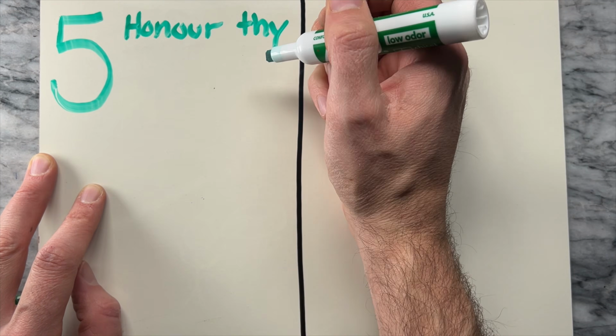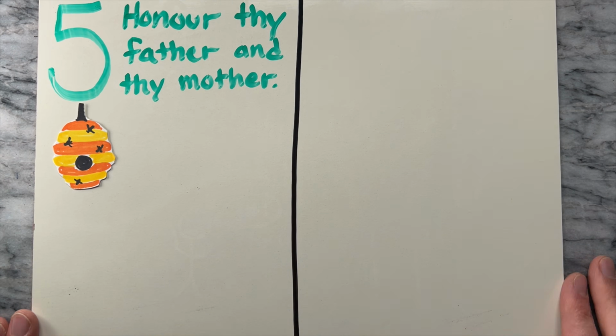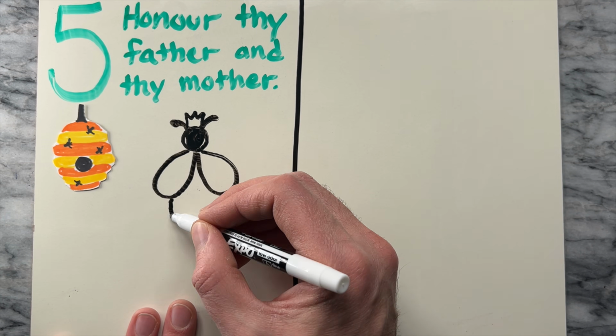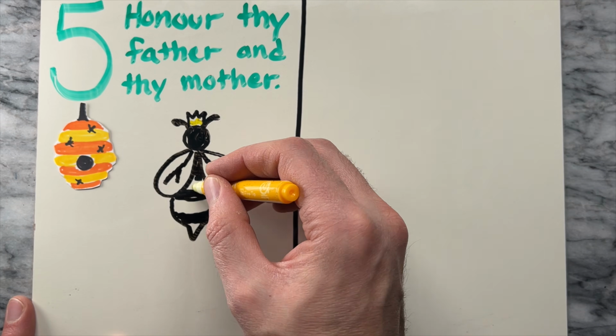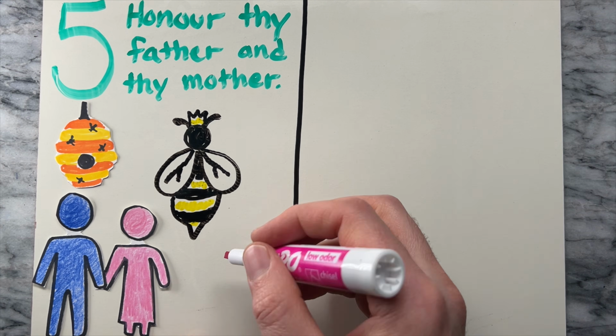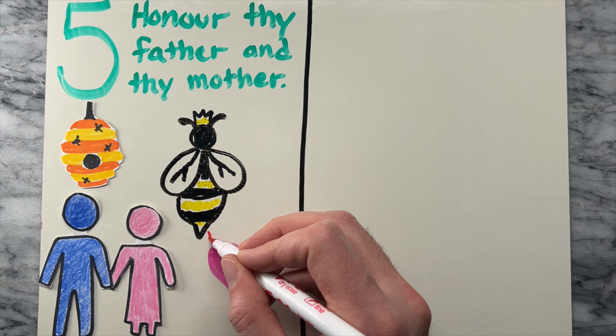The fifth commandment is, "Honor thy father and thy mother." With 5 hive, we can think about the queen bee in the hive and how she is the mother of the nest. Make that connection with how it's important to respect our parents or those who care for you.